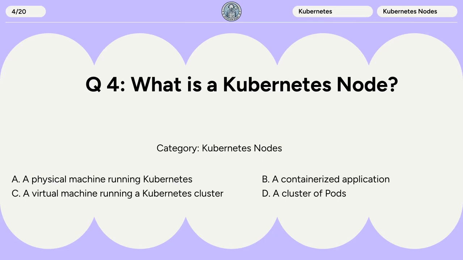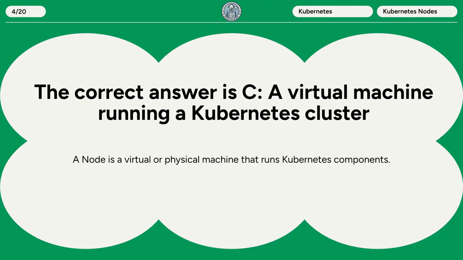Question 4. What is a Kubernetes node? A. A physical machine running Kubernetes. B. A containerized application. C. A virtual machine running a Kubernetes cluster. D. A cluster of pods. The correct answer is C. A virtual machine running a Kubernetes cluster. A node is a virtual or physical machine that runs Kubernetes components.